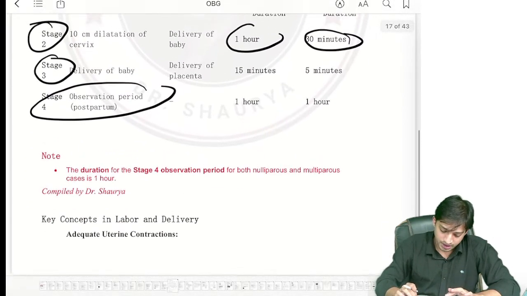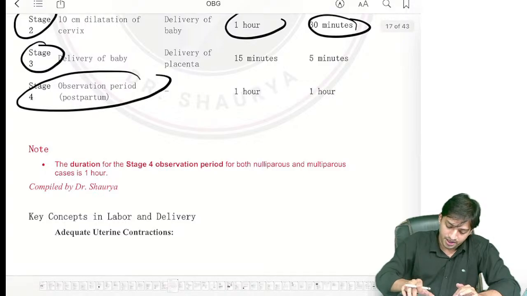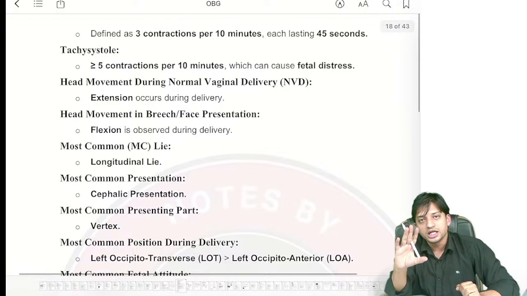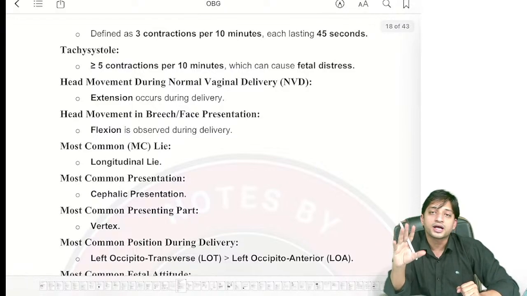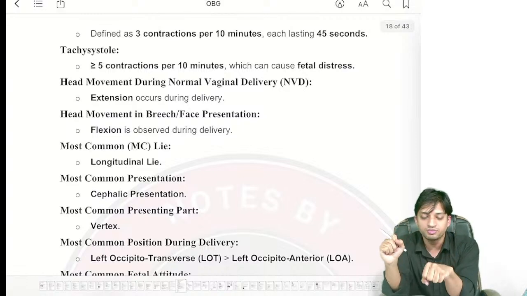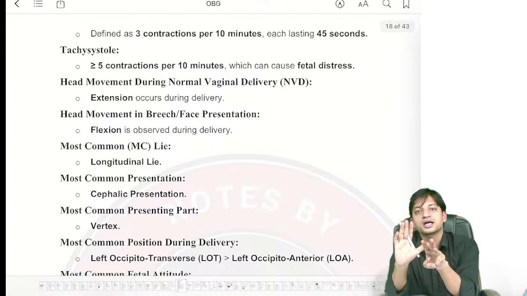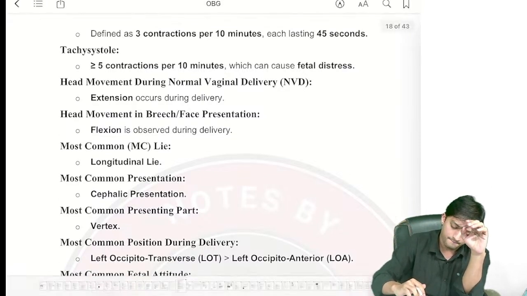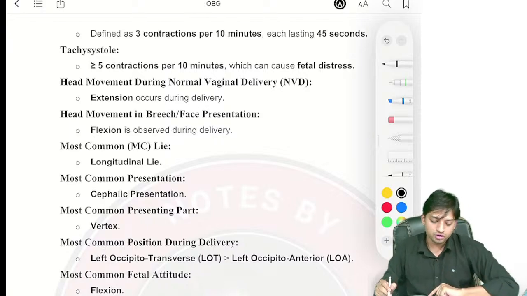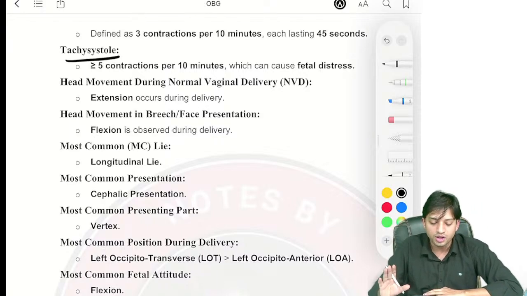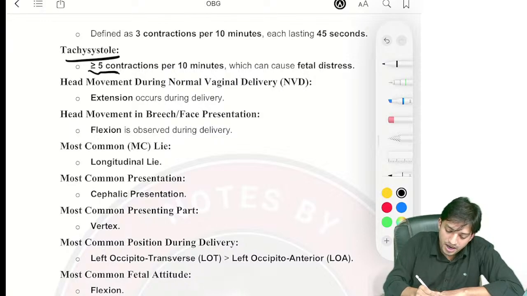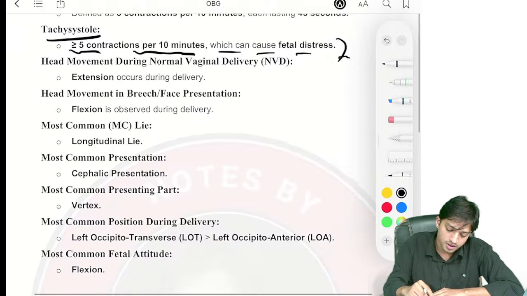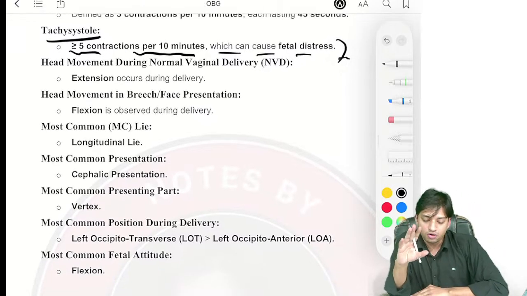when do you call it a true labor pain? True labor pain when there is adequate uterine contractions, right? And when do you call it adequate uterine contraction? When there are 3 contractions in 10 minutes and each contraction should last for at least 45 seconds, right? Now, coming to the topic of tachysystole, if there are more than or equal to 5 contractions per 10 minutes, which can cause fetal distress, right? Tachysystole.